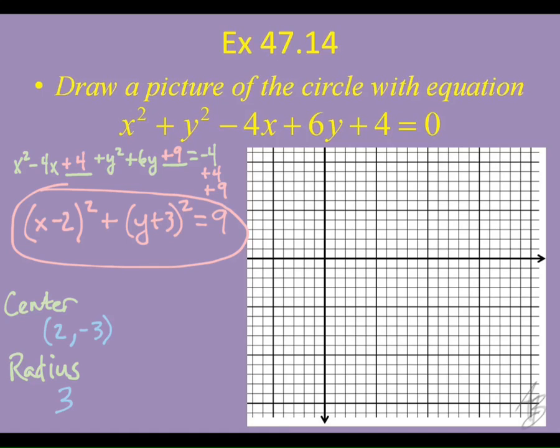Radius of 3, we're not going to have any triangles that are going to help us out. So it's kind of hard to tell here, but this is the origin right here in my graph. It's easier to see on yours. So 2, negative 3 will go right here. That's the center. And then what should I do from there?